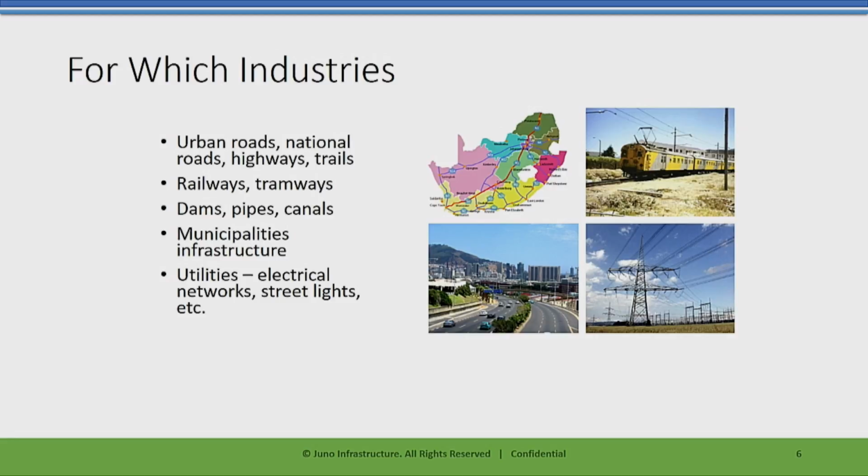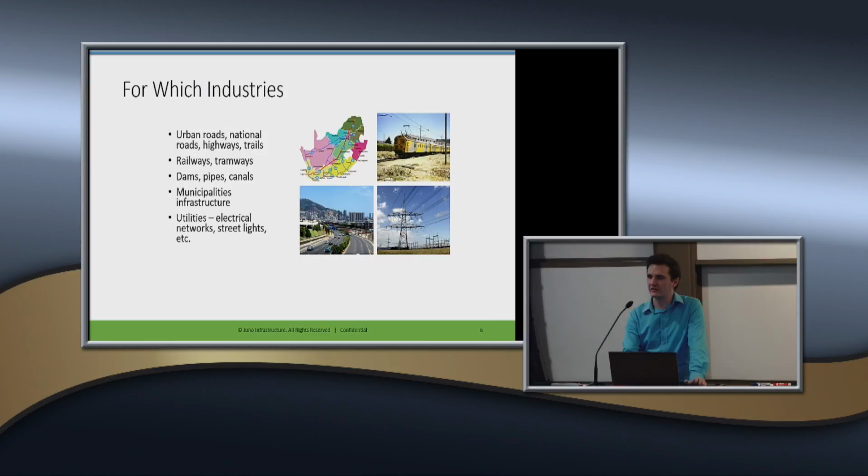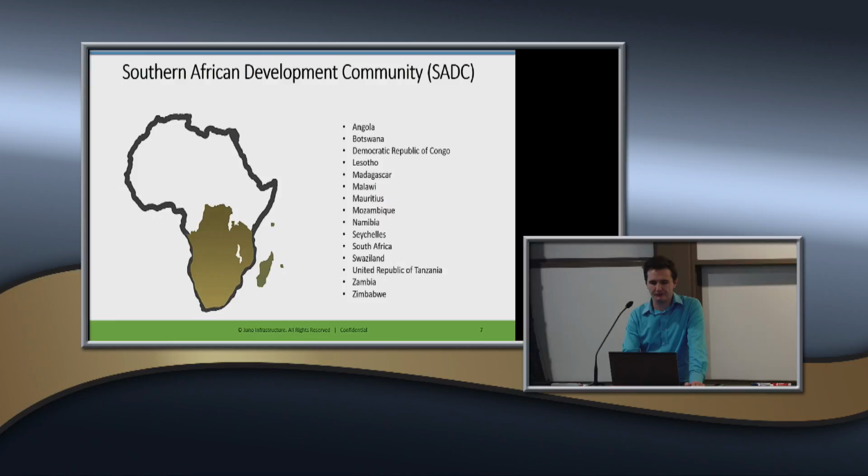Again, it's not only limited to roads. It extends to all your different assets, your rail assets, your dams, pipes, stormwater, and drainage. Really, your municipal infrastructure and even your utilities, electrical, water, etc.